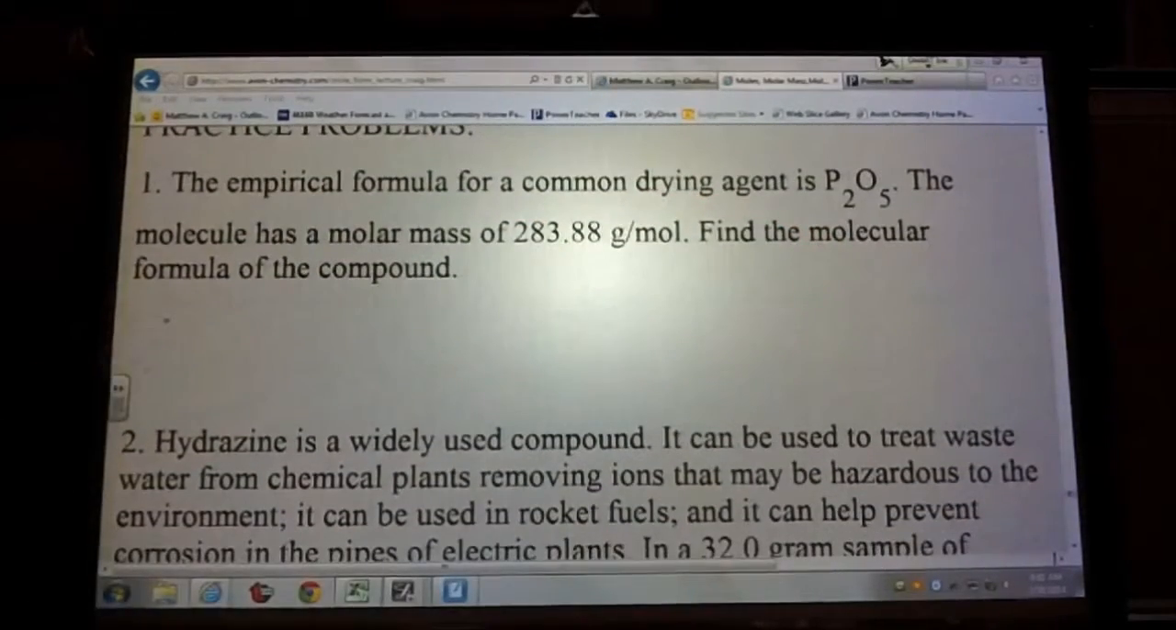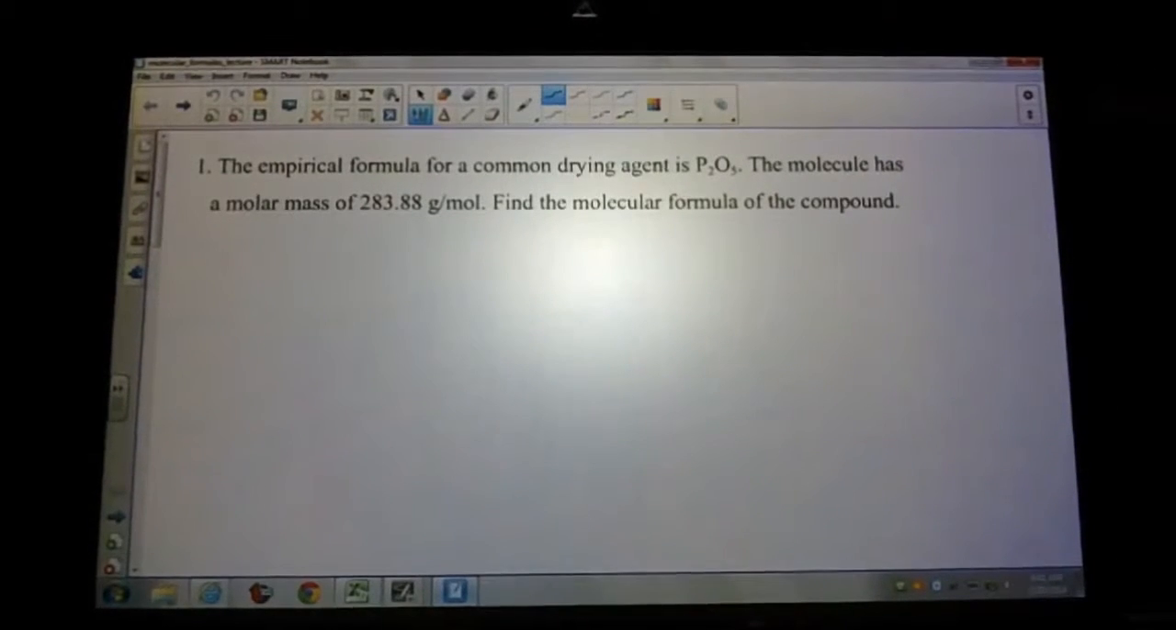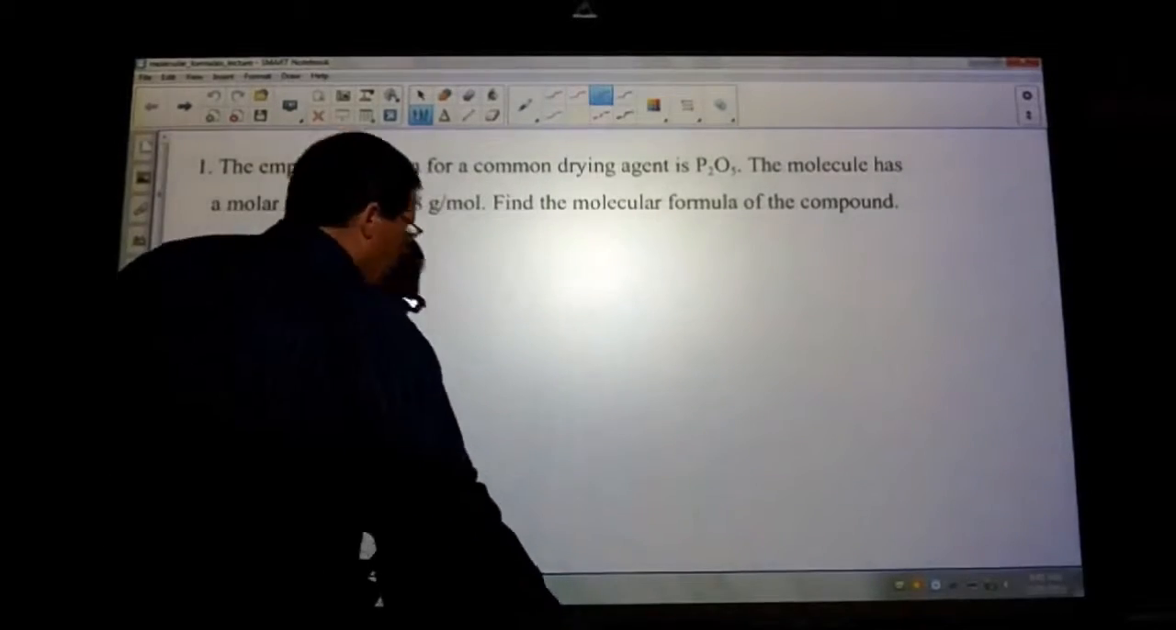It states, the empirical formula for a common drying agent is P2O5. The molecule has a molar mass, or a molecular mass, of 283.88 grams per mole. Find the molecular formula for the compound. So there's some information that's given to you here. What information do we have? Yeah, we've got the empirical formula.